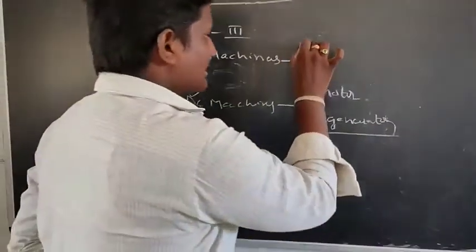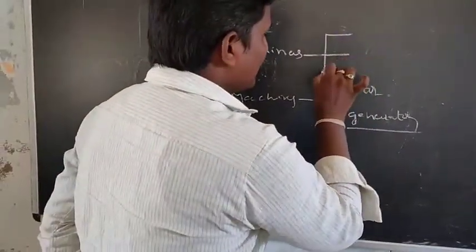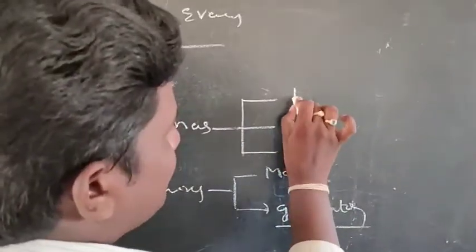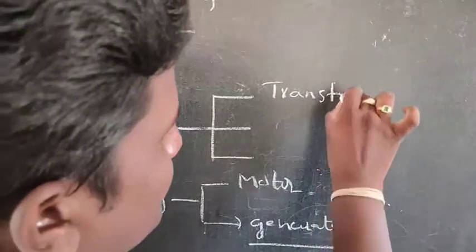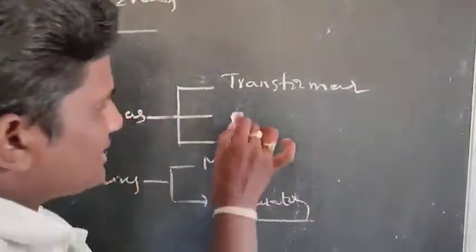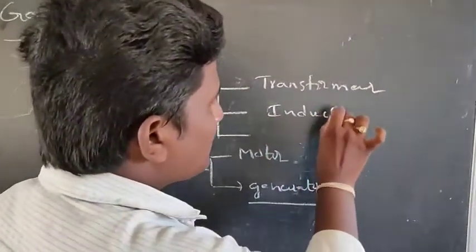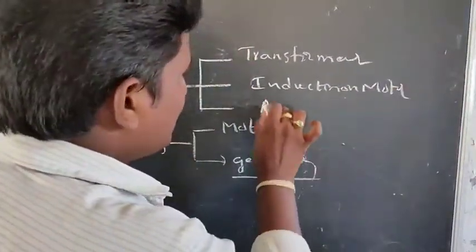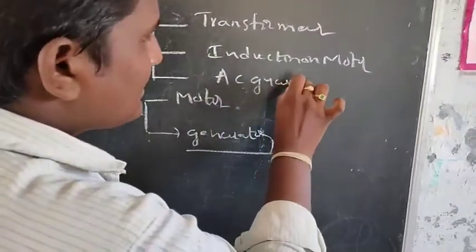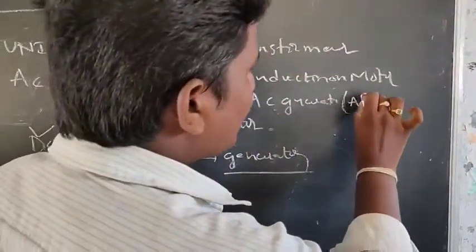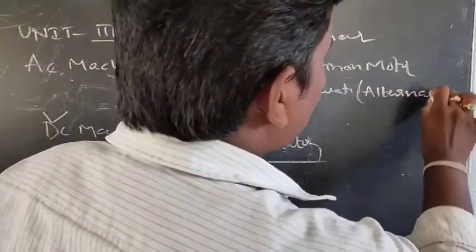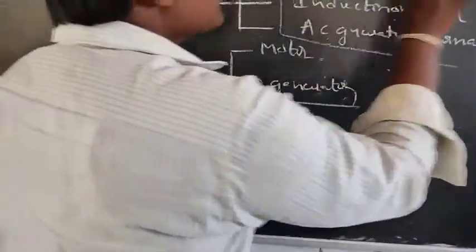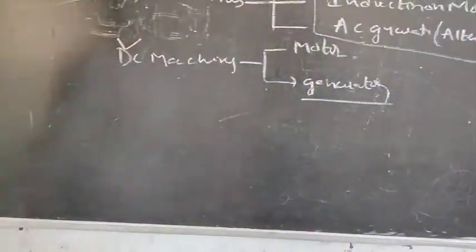Similarly, AC machines can be classified into three types in our syllabus. In this, first is the transformer. Next, induction motor. Next, AC generators, that is alternators. These three topics cover our third unit briefly.